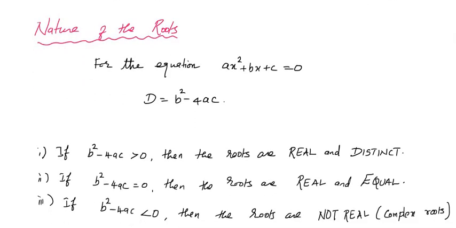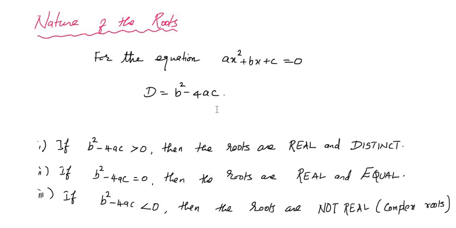That is, we can say how the roots will be without solving it, right? This is also in 10th. For the equation ax square plus bx plus c equal to 0, what is the discriminant? b square minus 4ac. This we already know. If b square minus 4ac is greater than 0, that is positive, then the roots are real and distinct. Real means we get real numbers.